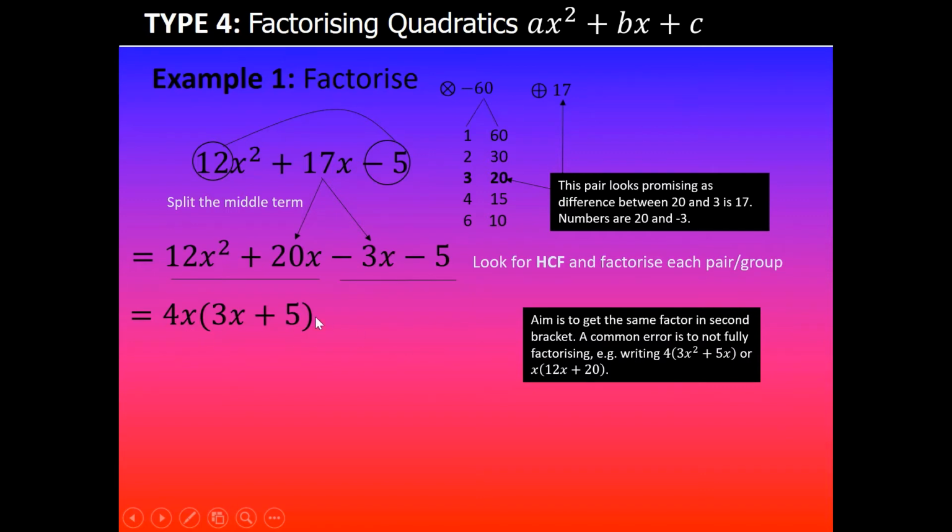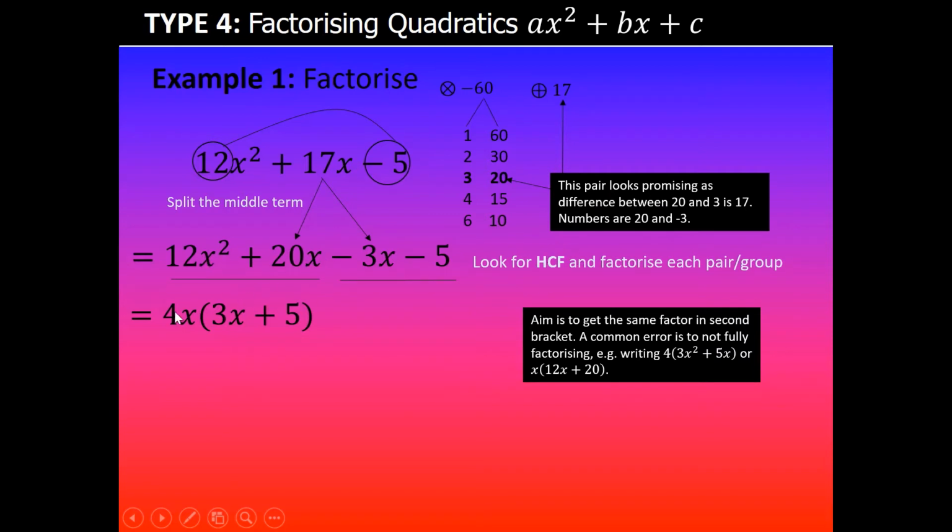A common error students make here is when they do not fully factorize. For example, they write it as 4 into 3x squared plus 5x. So you forgot to take out the factor which was x, which is also common, or you forgot to take out 4 as a common factor between 12 and 20, leaving your first bit as x into 12x plus 20. So please be mindful of this. You need to take out the highest common factor between each pair.